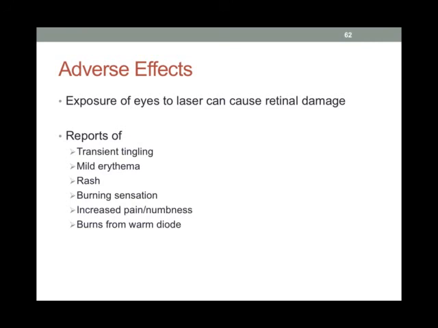Okay. Some of the other adverse effects that have been reported are transient tingling, sometimes a rash, mild redness, occasionally a burning sensation, occasionally pain and numbness, and from a warm diode. Again, that would be the shorter wavelengths. The longer wavelengths, so the red ones, penetrate less deeply.